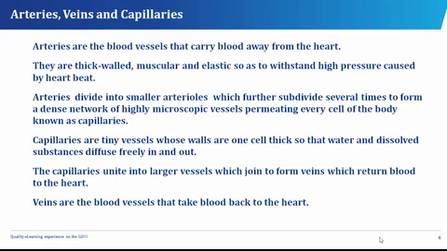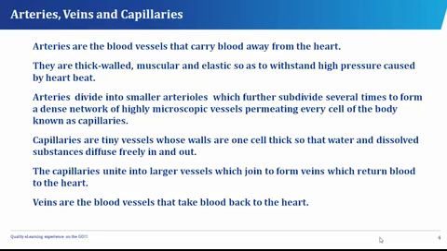Now the arteries divide into smaller arterioles, which further subdivide several times to form a dense network of highly microscopic vessels called the capillaries. The capillaries are way thinner and smaller than the arteries. Arteries become arterioles, arterioles become capillaries. It is via the capillaries that the arteries are linked with the veins.